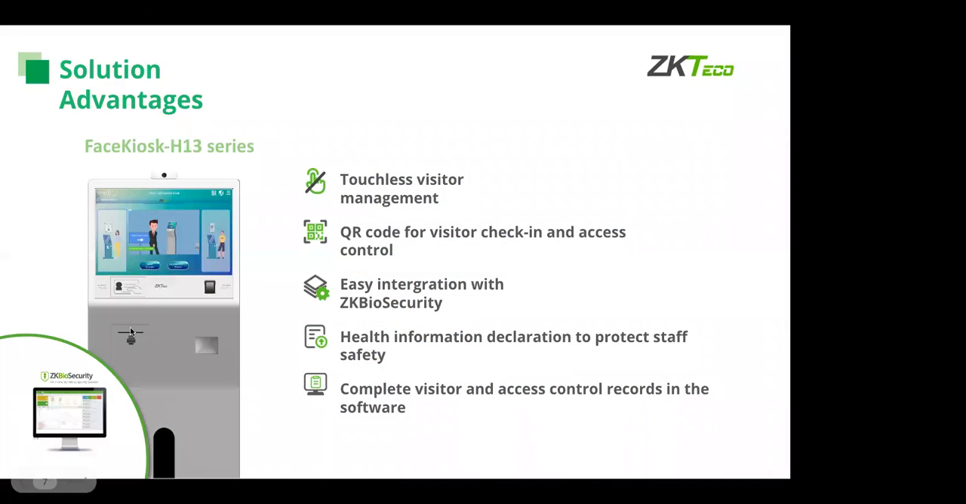You can see that on the FaceKiosk there's a QR code section where it prints out a QR code for you. So when it prints out the QR code for you, you can now use that QR code to scan. You can now use that QR code as access to wherever you are going.